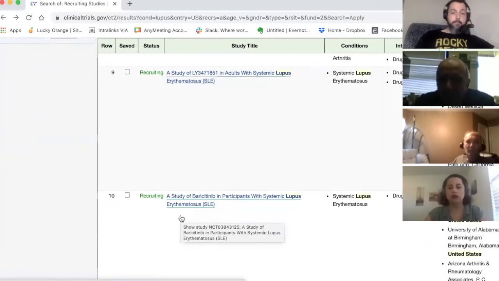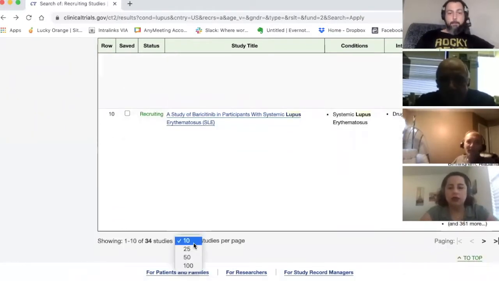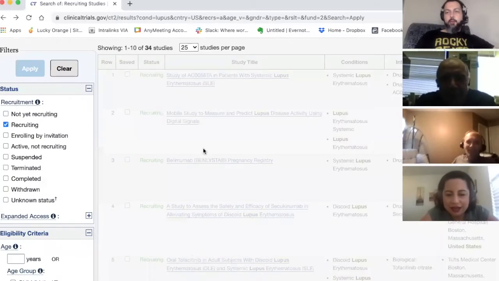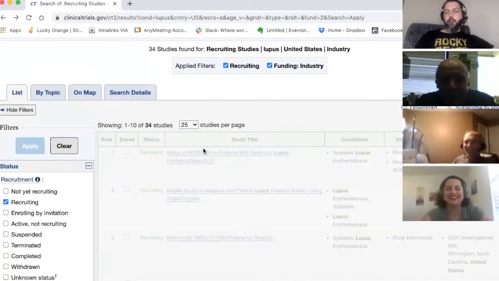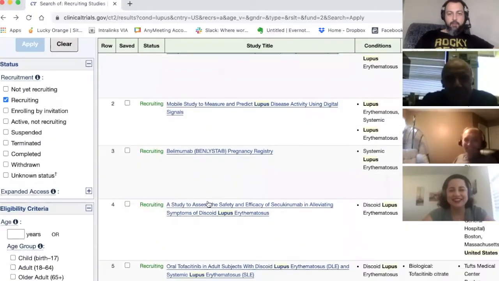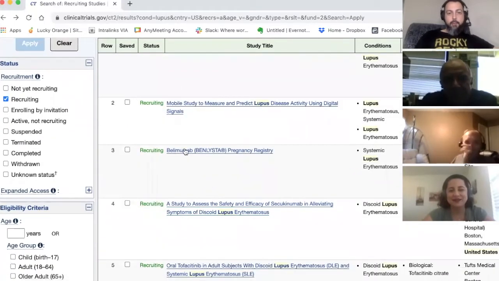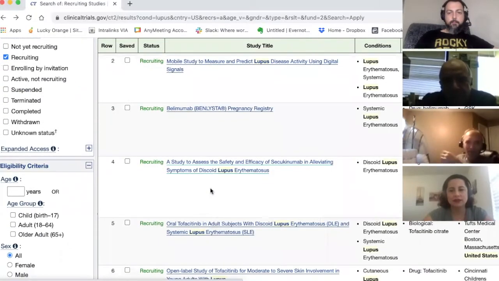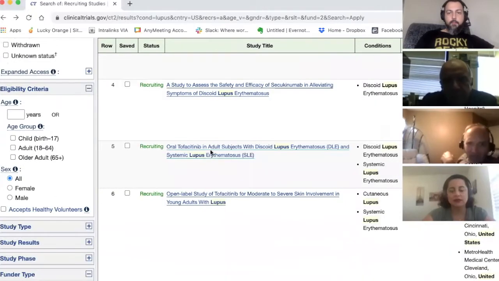Baricitinib. Nope. Better you than me. I'm good with names, but when it comes to drug names, I just can't do it. Belimumab. Pregnancy registry. I would pronounce the name they gave it for aftermarket. Benlysta.